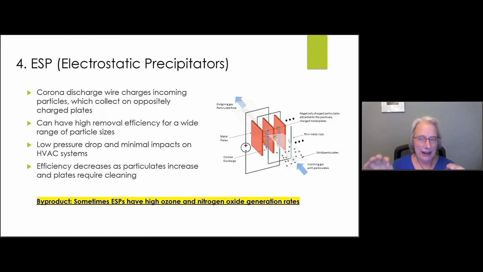They can, however, sometimes have high ozone and nitrogen oxide generation rates when they first start up. So when that electrical pulse first crosses that plate, it can generate a little bit of ozone. In terms of those folks who have asthma or very serious lung issues, you might reconsider this and go on to a MERV filter instead. Next.